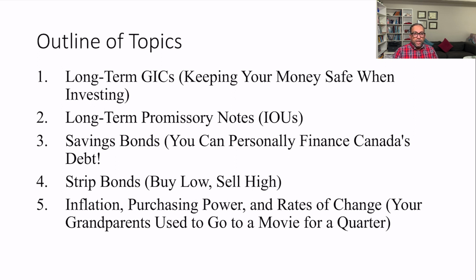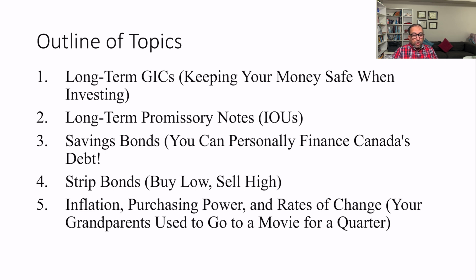Long-term guaranteed income certificates. That is also a way that we invest and then we get it at the end, keeping your money safe when investing. Long-term promissory notes. We discussed these in the short term as well, like short-term GICs or short-term promissory notes. But here we change the concept in order to calculate the compounding. So the investment should be more than one period.